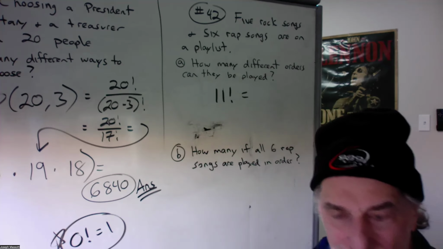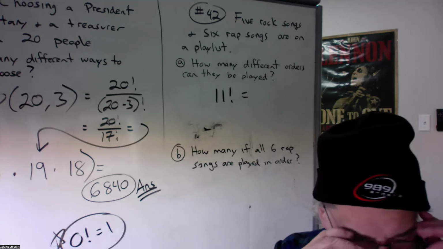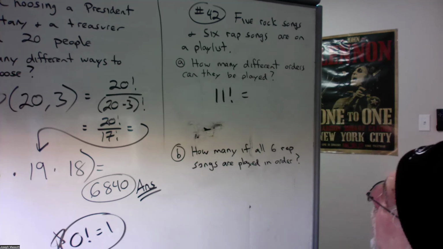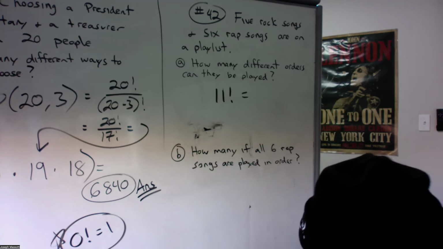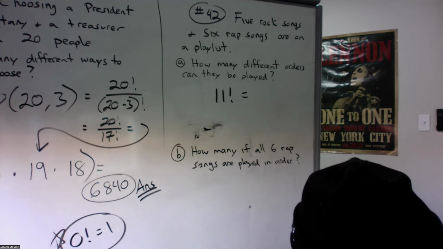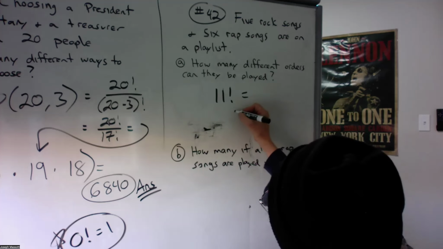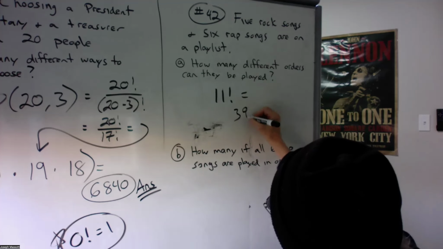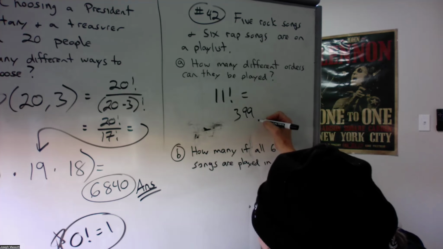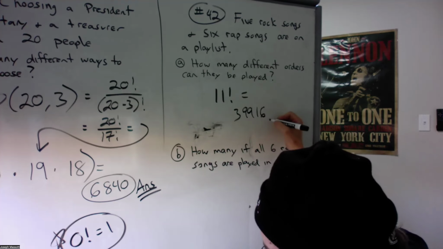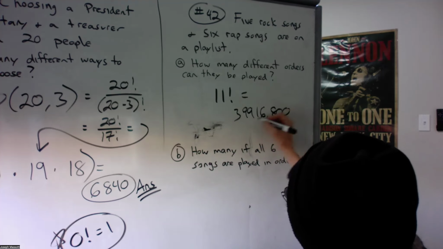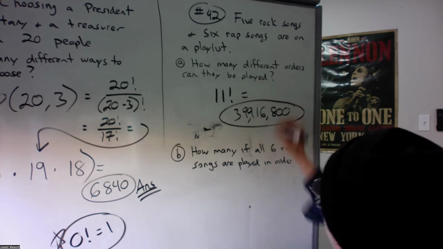So 11 factorial is going to be your answer. Again, this is a case where order doesn't matter, right? So if we just plug in 11 factorial, 11, and then go to our math menu and hit factorial, we are going to get a very large number of 39,916,800. All right, a lot of different ways.